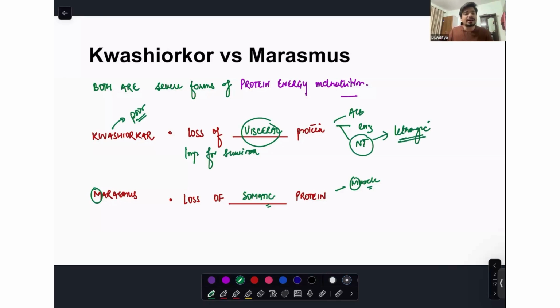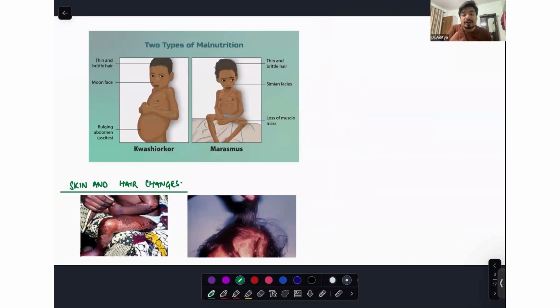Well, in case of Marasmus, there is loss of somatic protein. So what will you see? You will see muscle loss from everywhere. The child will look famished. This is the core difference between Kwashiorkor and Marasmus. In case of Kwashiorkor, because there is albumin loss, there is going to be water retention that will result in ascites.